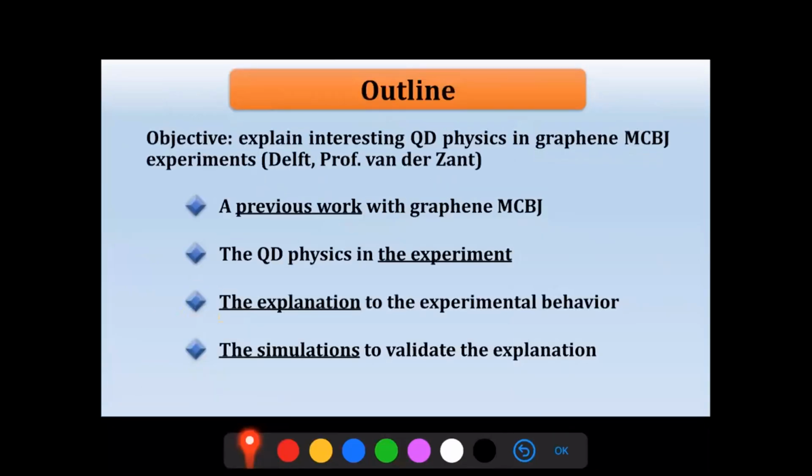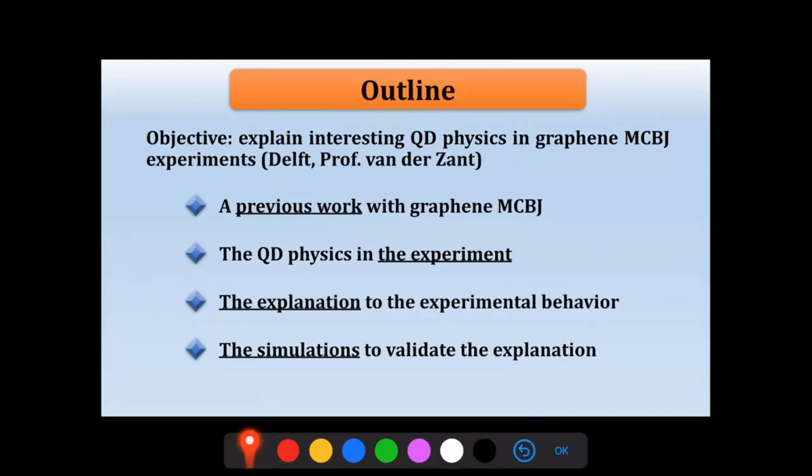So the main objective of this talk is to explain this interesting quantum dot physics that, as I will show, appears in some experiments where high tunability of the connections to the leads is achieved, of several orders of magnitude. For this purpose, I will talk first briefly about previous work on graphene break junctions that will help us put into context the new experiments and the new results.